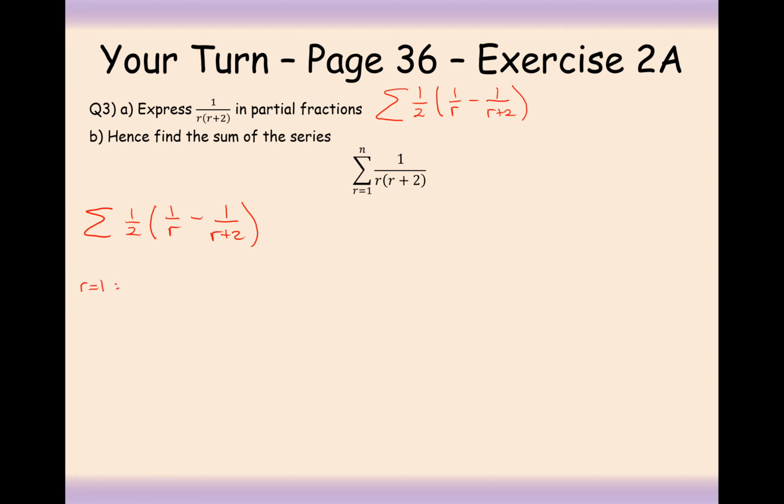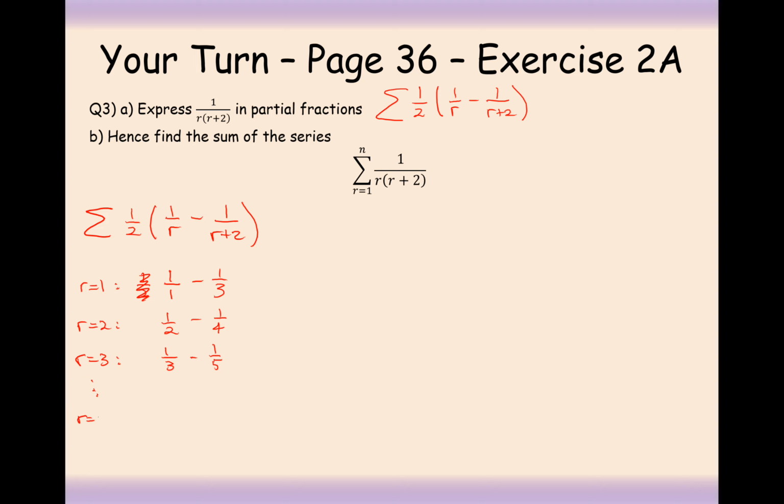That's going to give us a half. Actually, we'll just cancel out the half and leave it to the end. So it's going to be 1 over 1 minus 1 over 3. When we plug in r equals 2, we're going to get 1 over 2 minus 1 over 4. When we plug in r equals 3, we're going to get 1 over 3 minus 1 over 5. Let's just do a dot dot dot now.